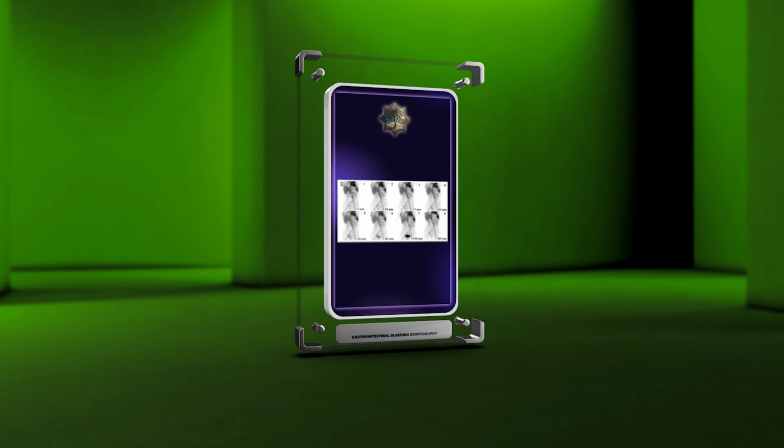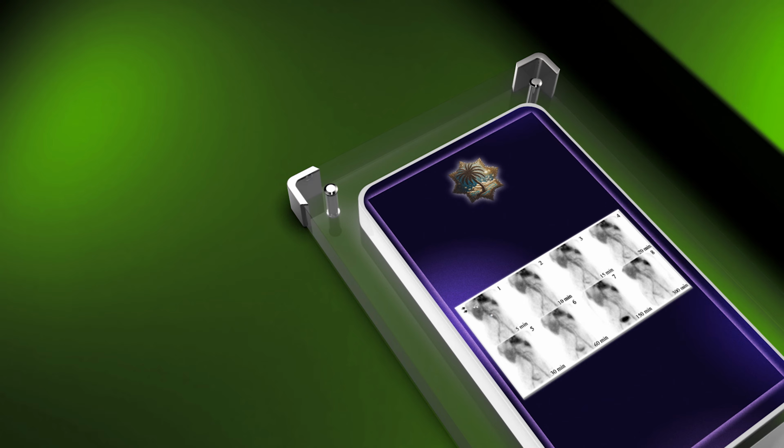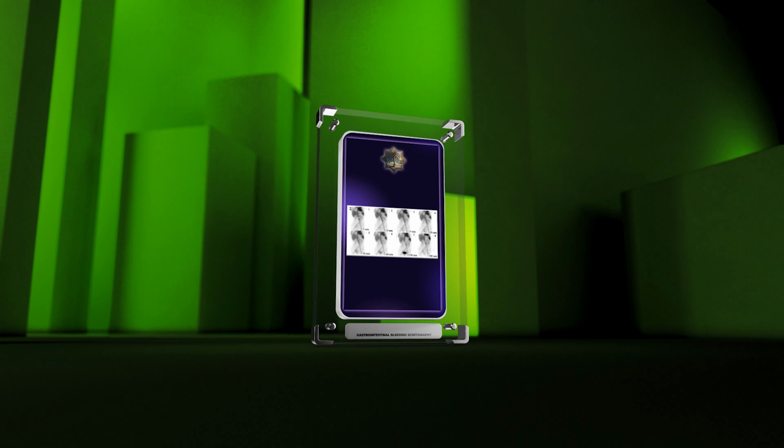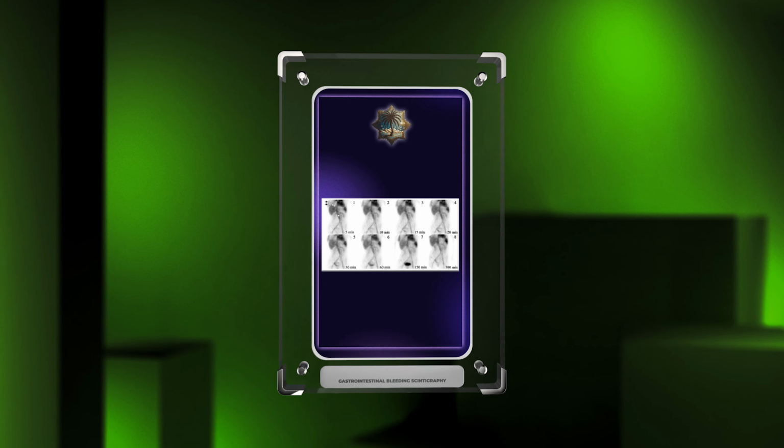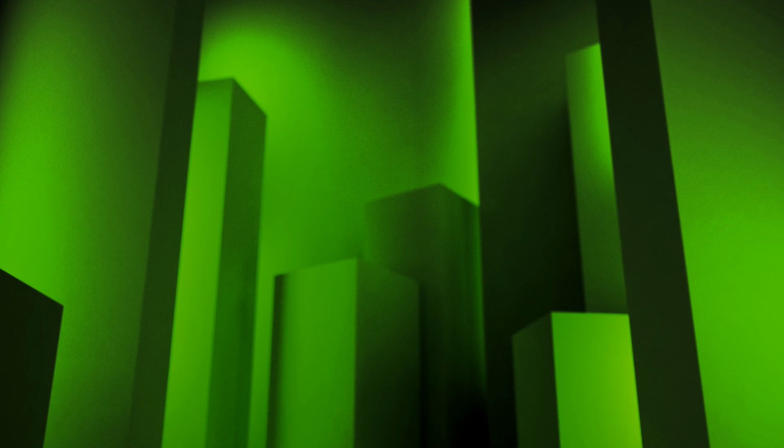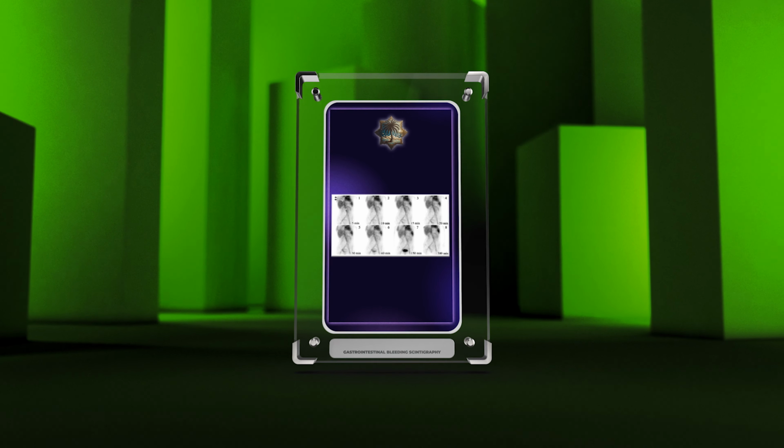Good morning, students. Today, we will be diving into the fascinating field of gastrointestinal bleeding scintigraphy. Gastrointestinal bleeding is a complex and potentially life-threatening condition that requires accurate diagnosis and prompt management. Scintigraphy, also known as nuclear medicine imaging, plays a pivotal role in the evaluation and management of gastrointestinal bleeding.